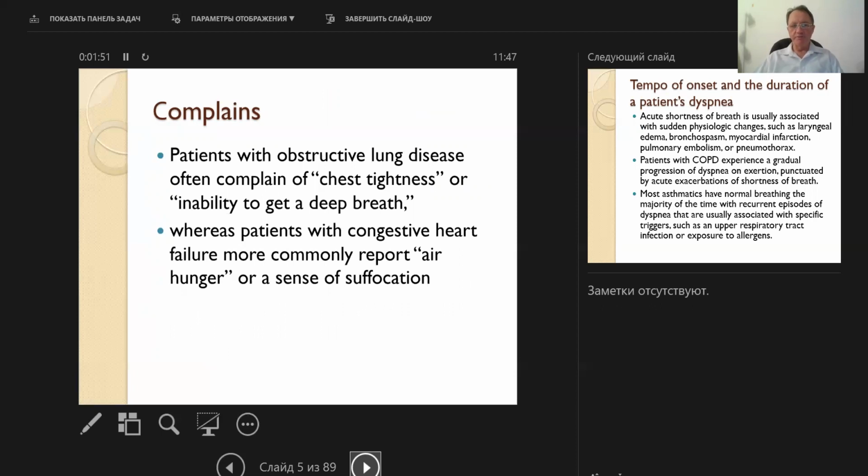A patient with bronchoobstructive syndrome often complains of chest tightness, of inability to get a deep breath. Whereas patients with congestive heart disease more commonly report a hunger for air, a sense of suffocation.